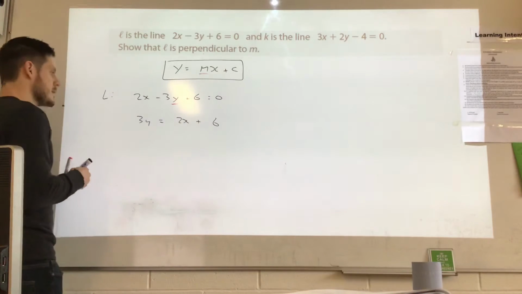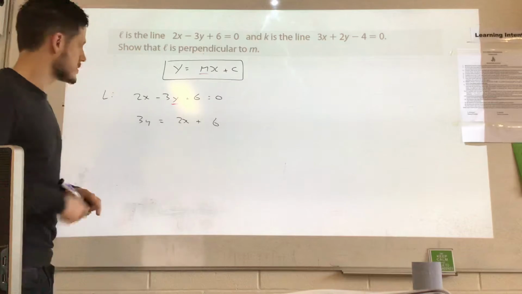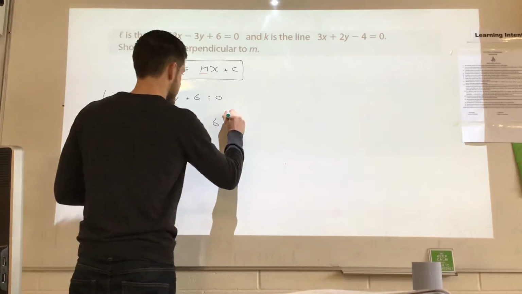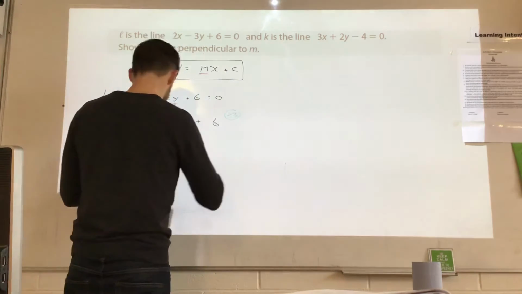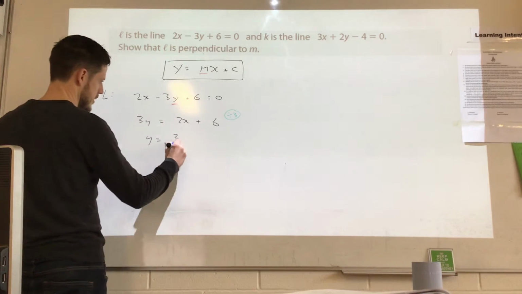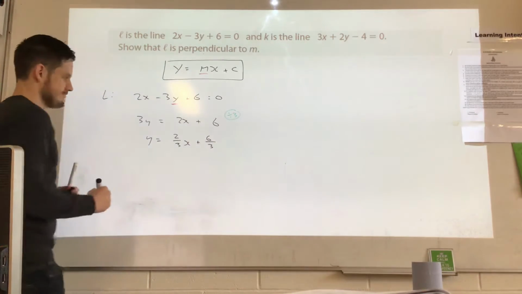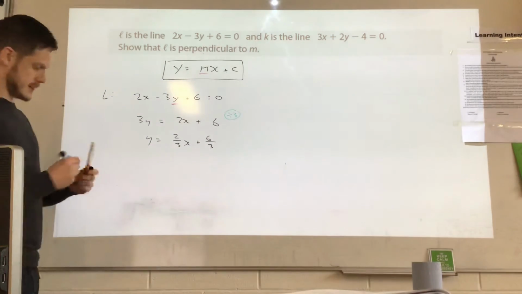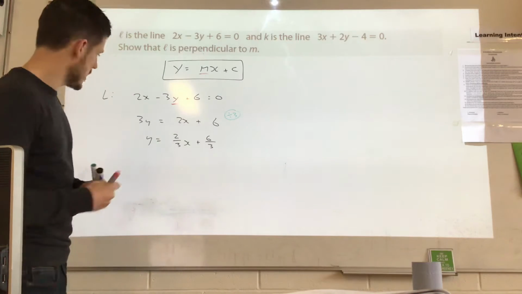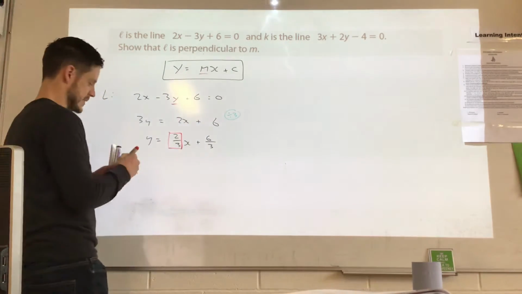Now I need to get y by itself. And I've got a 3 here. So in order to do that, I can just divide across by 3. You divide everything by 3. So that leaves me with y is equal to 2 over 3 x plus 6 over 3. And my slope there is going to be 2/3, because remember my slope is whatever is in front of x.